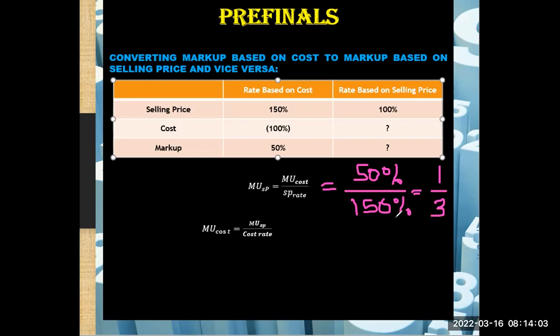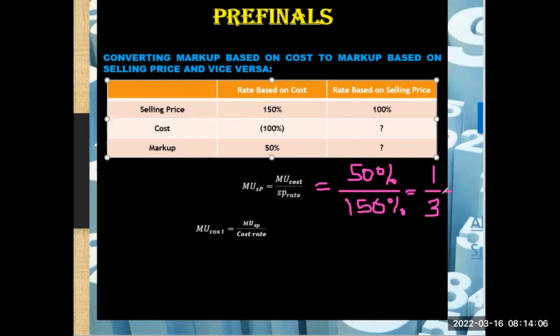And 1/3 is equals to 0.333, repeating, or 33.33%. Okay, so that is the markup selling price. Let's remove 33.33, and this is percent. Now, let's compute for the markup rate based on selling price.